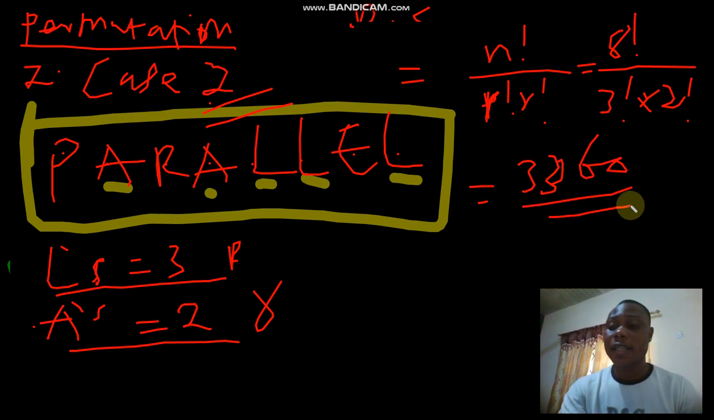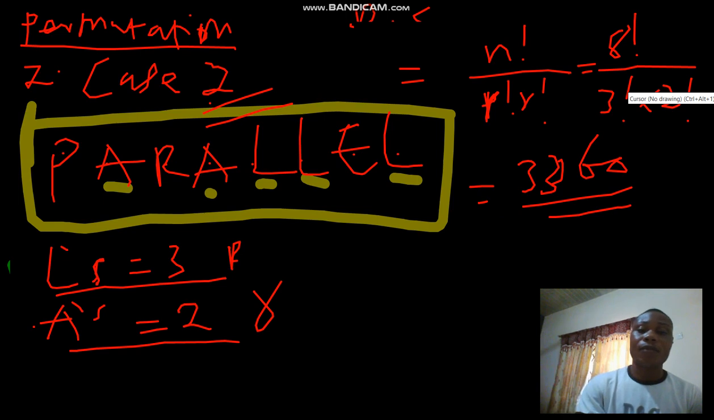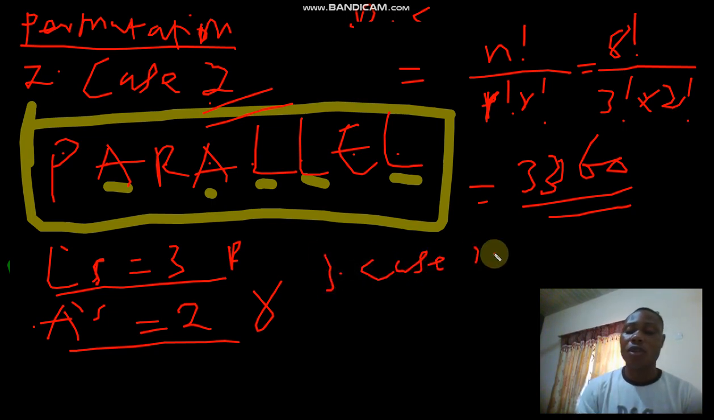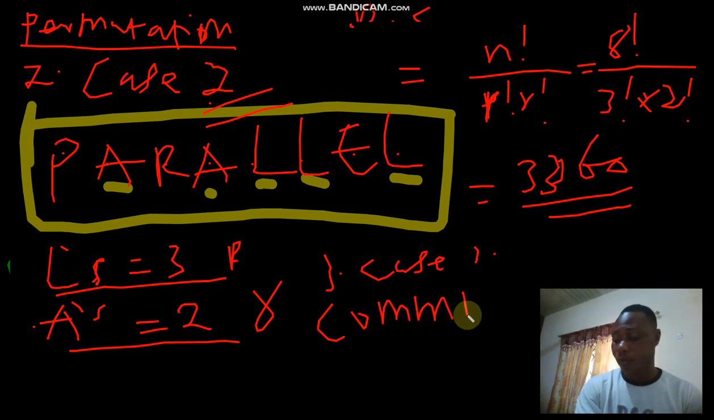So in the next case, the third case, what we are trying to look at is this. Case 3, where you have more than 2 elements being identical. For example, the word commission. Commission. I-S-S-I-O-N.